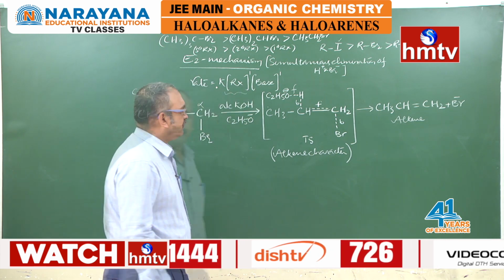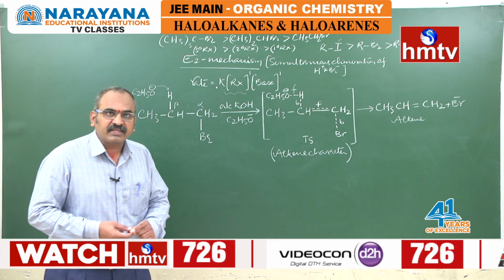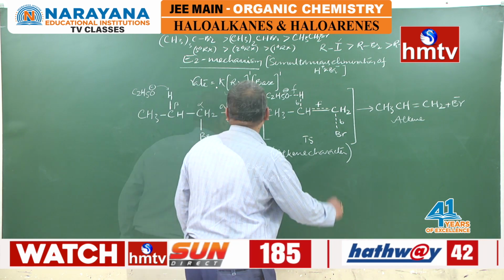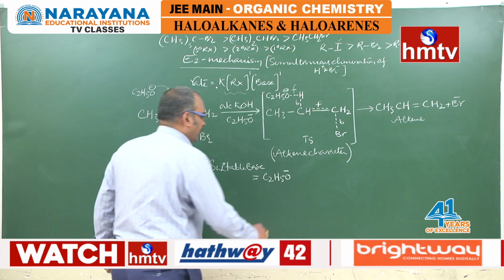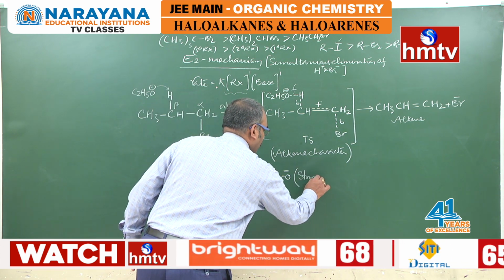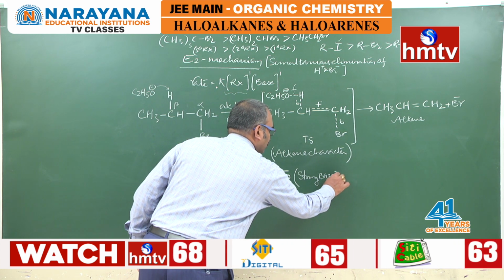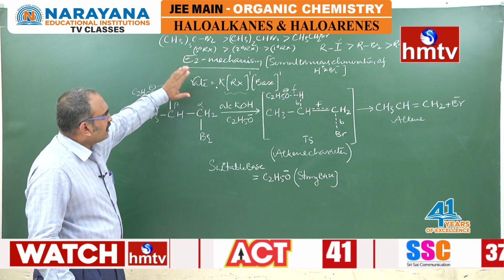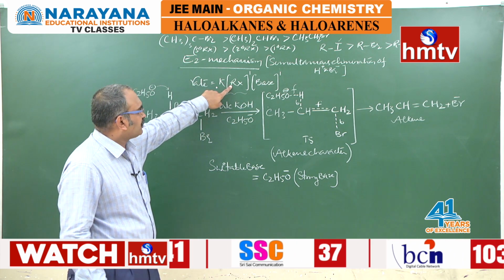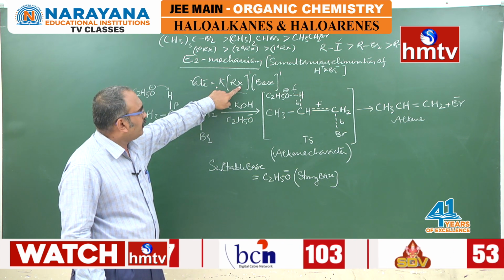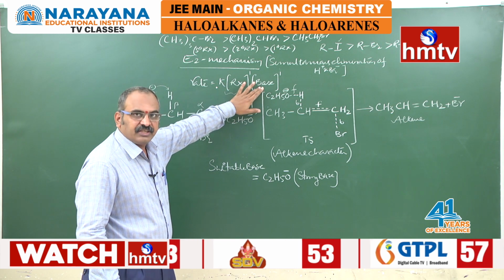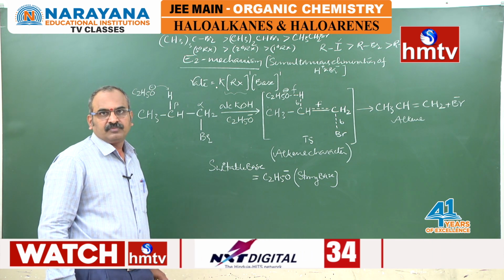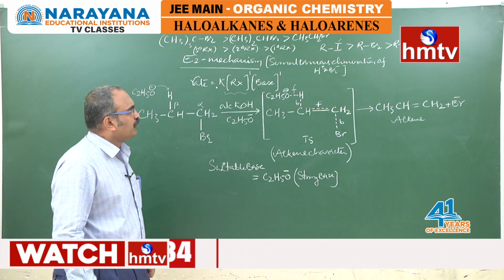What about the base? Base is normally a strong base like ethoxide ion is preferred. I can say a suitable base is an ethoxide ion or a strong base, preferably a high concentration of strong base. So, the favorable conditions for E2 elimination are an alkyl halide capable of forming a stable alkene with a better leaving group like iodide, and a high concentration of strong base is preferred for E2 elimination. This is the mechanism of E2 elimination.